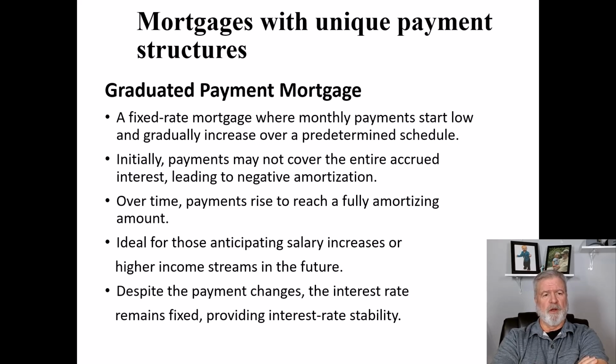We start out with something called a graduated payment mortgage. It says that's going to be a fixed rate where your payments start out low, but gradually will increase as you go through your payment schedule. It says initially payments may not cover the entire accrued interest, leading to negative amortization, because they start you out low. You've got a much smaller payment than you probably need to make, but over time your payment will start to increase.